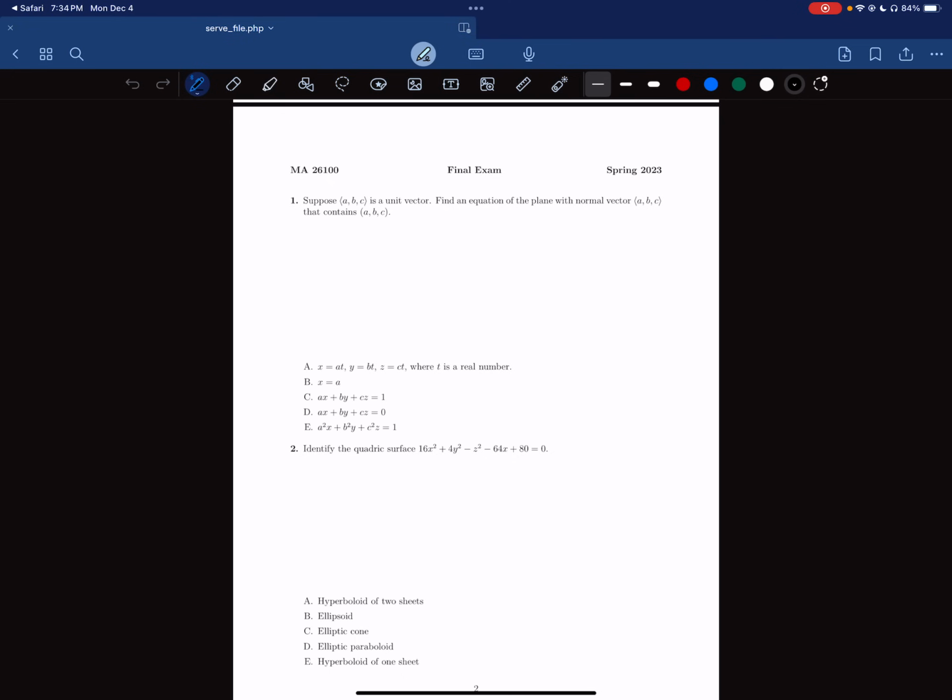Okay, so I think if we write out the equation of the plane, it's going to start to make sense. Of course, a times x minus a, plus b times y minus b, plus c times z minus c equals 0. That is just the standard form of a plane. And then we can, of course, distribute: ax minus a squared plus by minus b squared plus cz minus c squared equals 0.